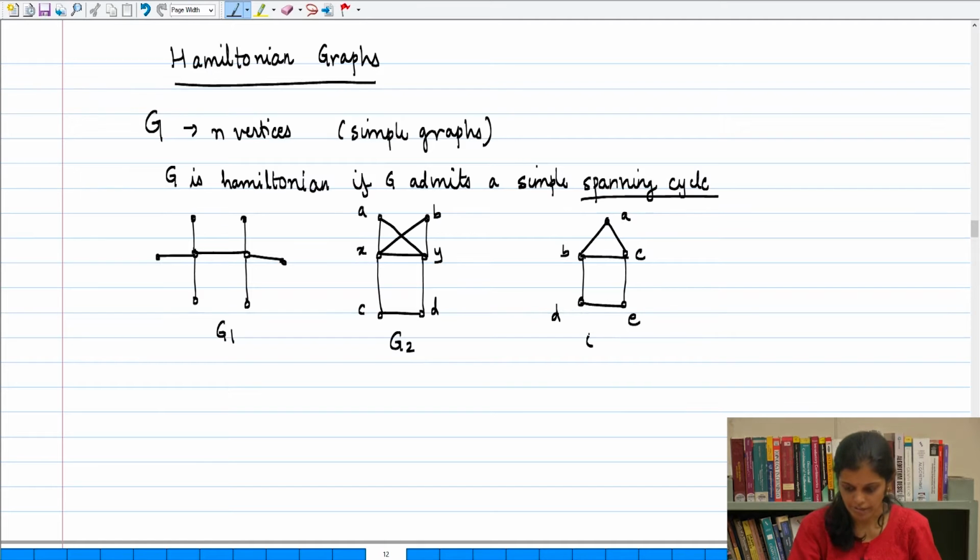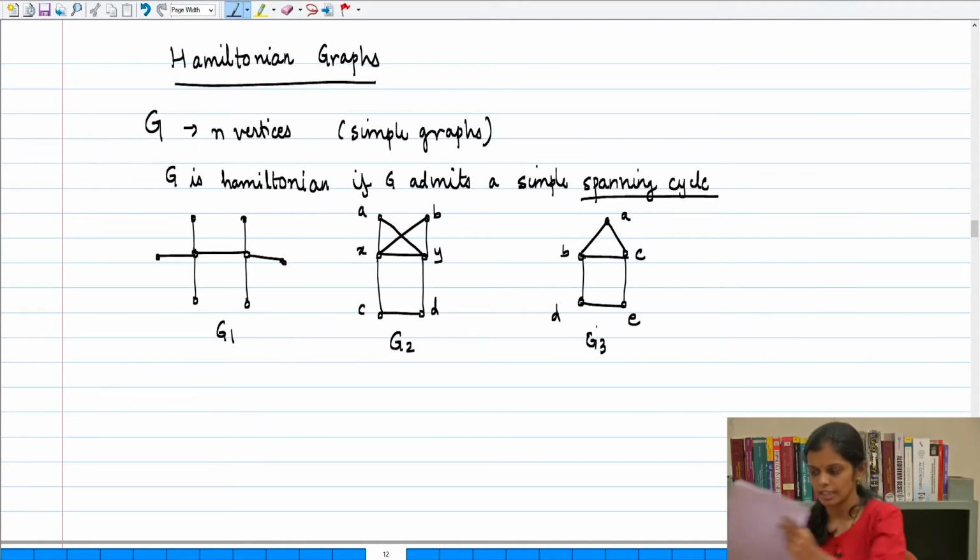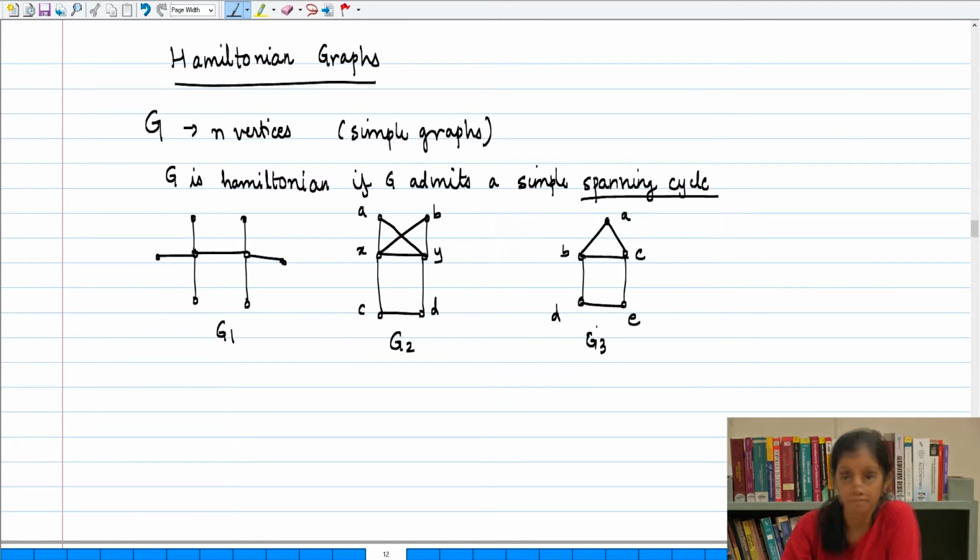Yeah, so now the graphs are clear. Can you quickly tell me which graphs are Hamiltonian and which are not? The minimum requirement is that every vertex should have degree at least 2. If you have a pendant vertex which has degree 1, you cannot hope to have a Hamiltonian cycle. So this one is not Hamiltonian, that is clear. Okay, what about G2? It has a Hamiltonian cycle. If you want to say it has one, you show me a Hamiltonian cycle.